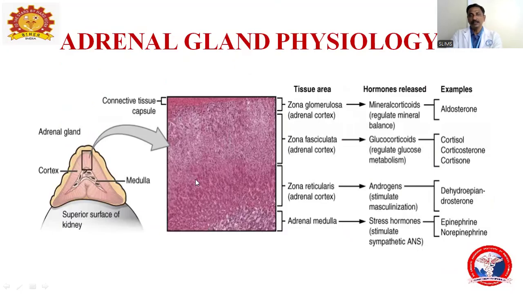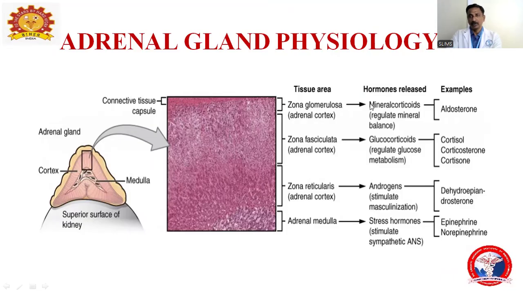Adrenal gland physiology. This is the histological section of the adrenal gland, which is divided into cortex. The entire thing up to zona reticularis is cortex, that is zona glomerulosa, zona fasciculata, and zona reticularis. And this one is adrenal medulla.